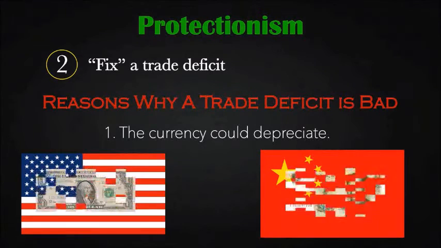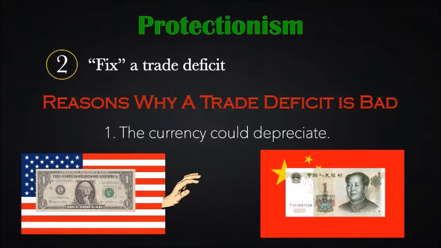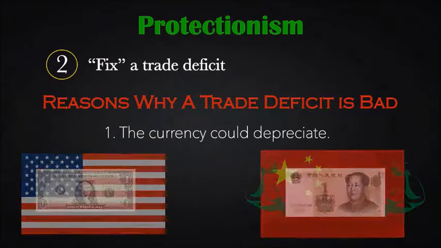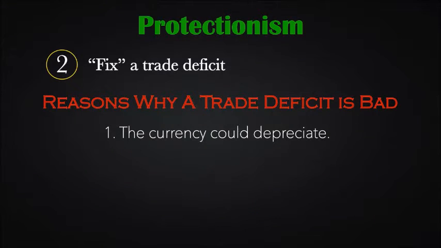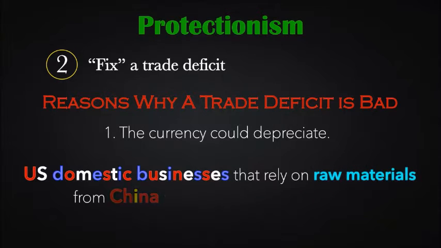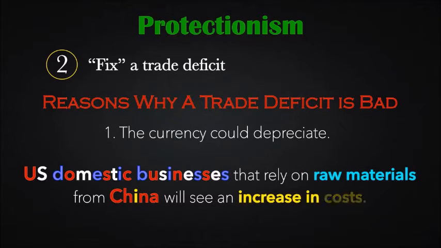If people want to buy more and more Chinese products as opposed to American products, then it makes the Chinese currency more valuable relative to the US dollar. One positive to this is that there's an increase in demand for domestic goods. In this example, Chinese consumers will now want to purchase more American goods. On the other hand, since the value of Chinese currency is now relatively higher, so are the costs of Chinese raw materials to Americans. Domestic businesses that rely on raw materials from China will see an increase in costs.